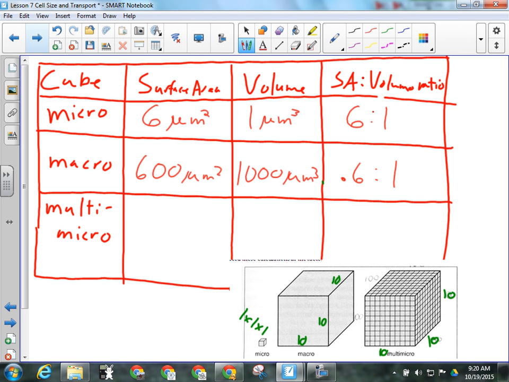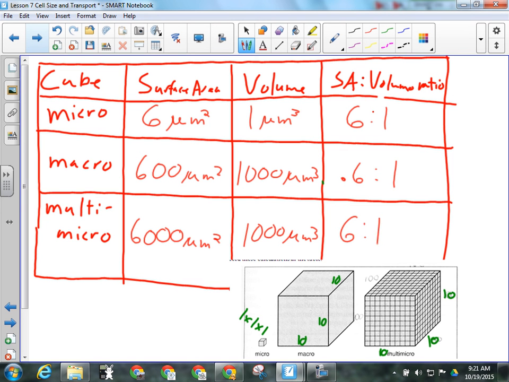All right, so if every micro has a surface area of 6 and there's 1,000 of them, multi-micro's surface area is 6,000 micrometers square. What's its volume going to be? 1,000. That doesn't change. It's 10 by 10 by 10. So 1,000 cubic micrometers. And so then its ratio goes to 6 to 1.